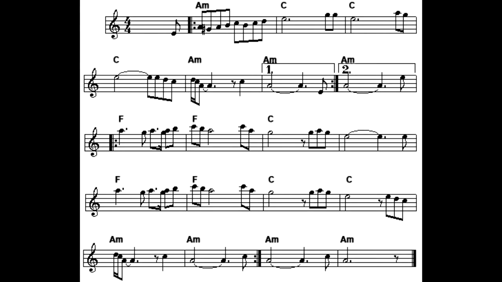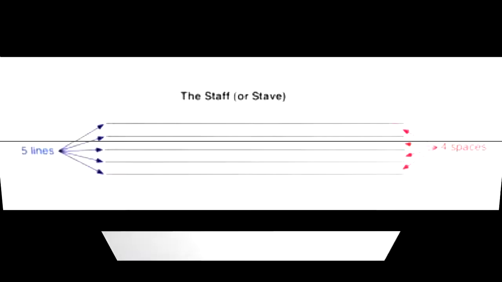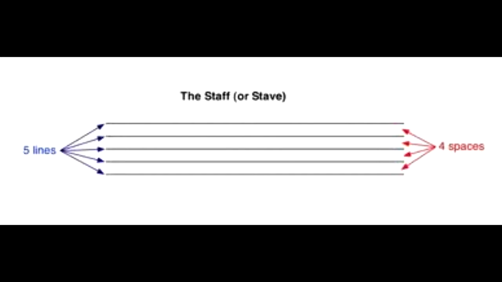Reading music and music theory can be intimidating for some musicians. Let's remove some of the mystery and explain some of the basics. This is a staff, and all music is written on a staff. A staff has 5 lines and 4 spaces.